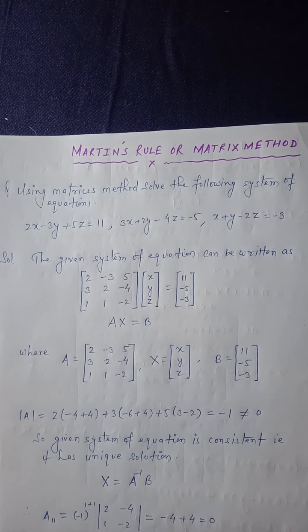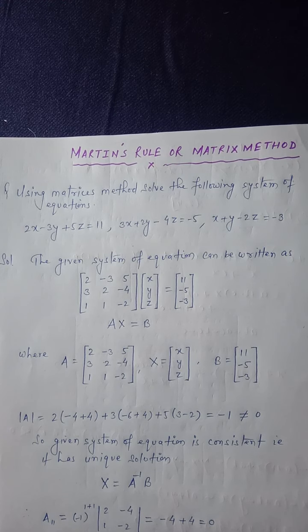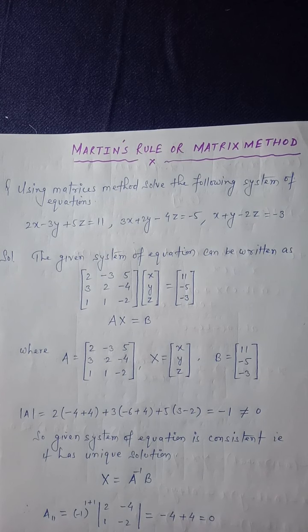Again, I am here with a new topic, which is Cramer's rule or matrix method. This is a subtopic of matrices and determinants, and here we will learn how to find the values of x, y, and z when three equations are given, or when two equations are given, how to find x and y. So this method is very helpful, and sometimes it is known as Cramer's method or matrix method.